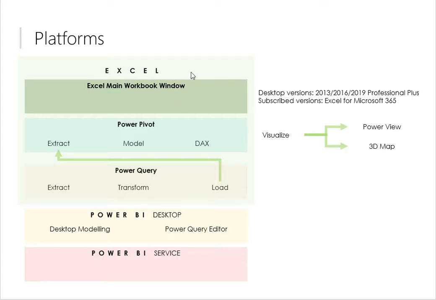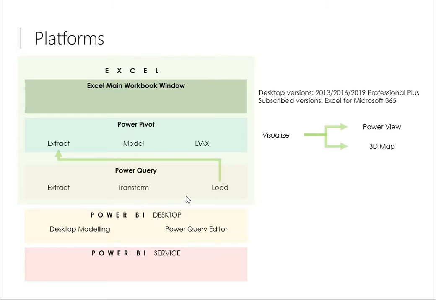Now, we're very used to seeing workbooks and worksheets. We also have two tools behind that, which are the Power Pivot and the Power Query tool. These two tools are available in all versions of Excel, so long as you have 2013, 2016, 2019 Professional Plus or Microsoft Excel 365. Excel for Microsoft 365 is the new name.